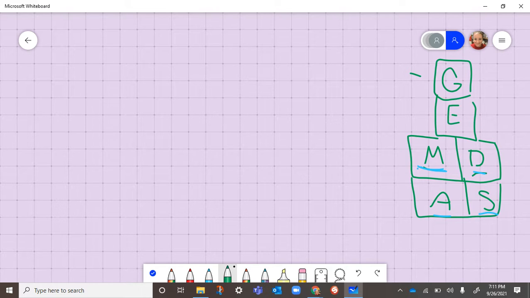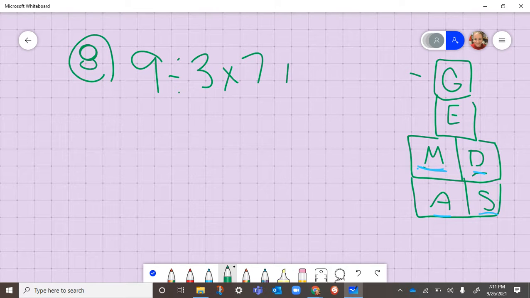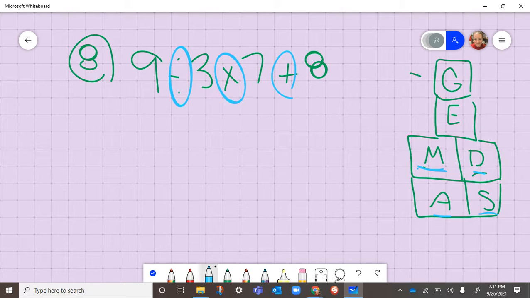Then number 8 is 9 divided by 3 times 7 plus 8. Here I've got division, multiplication, and addition. So again, the addition is on the bottom, so I know it's not that one. I've got division and multiplication, and again, I'm going to go with what's listed first, and it's that division. So I've got to do that first. So 9 divided by 3 is 3. I'm going to bring everything down, times 7 plus 8.